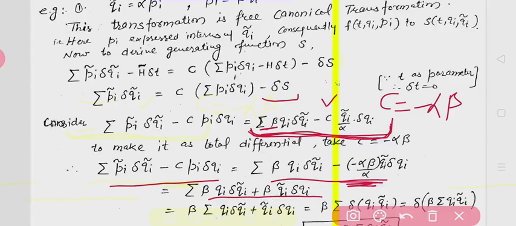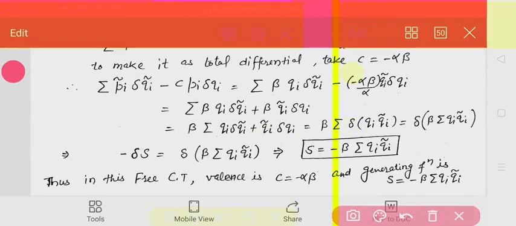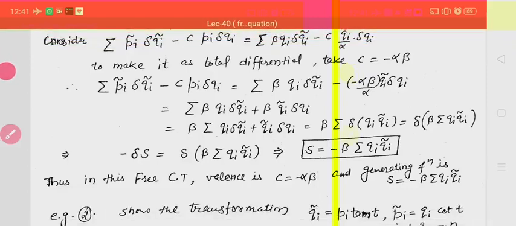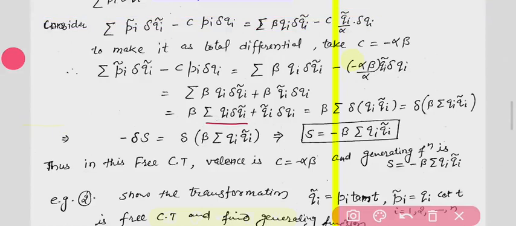And from here you can see that beta will be common and it will be taken as this one: Q_i delta of Q_i tilde plus Q_i tilde into delta of Q_i. This can be written as delta of Q_i into Q_i tilde, right? Or you can say that delta of summation beta into summation Q_i tilde. Now what was this one? This was equal to minus of delta S.